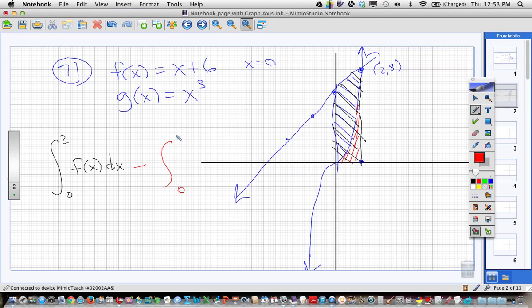So the integral would look like this, and you could actually put x plus 6 in here and x cubed in here, that'd be fine. And that would be enough for your answer. Now, one thing I wanted to mention is since we said we could split apart integrals, you can also put them back together. Since f of x is x plus 6 and g of x is x cubed, this would be equivalent to the integral from 0 to 2 of x plus 6 minus x cubed dx.